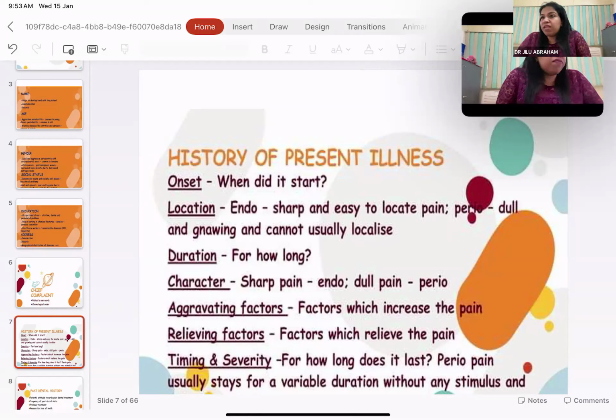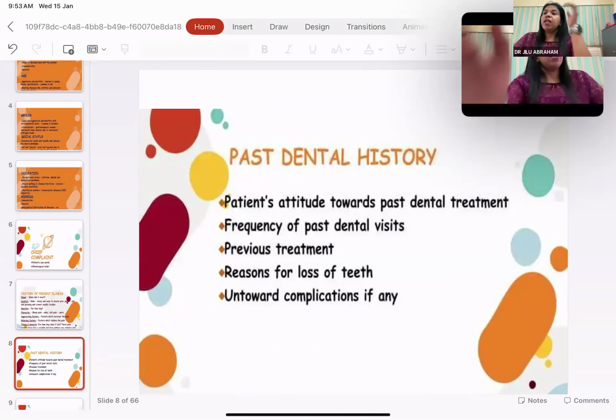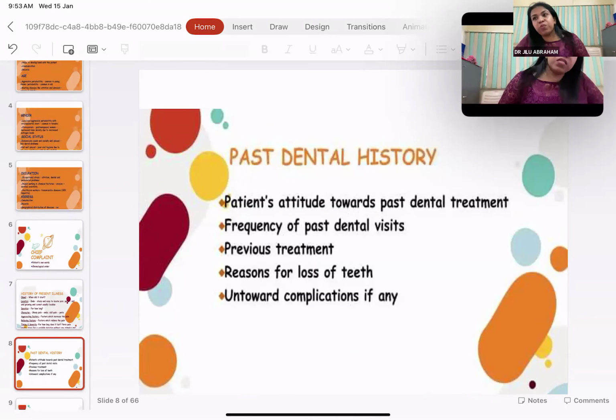Sometimes there are diurnal variations: some types of pain will be more at night and some types more in the daytime. All these things we have to consider while taking the history of present illness. Past dental history is very important to know the attitude towards past dental treatments, the previous treatment strategies, and any complications that happened during the previous treatment.